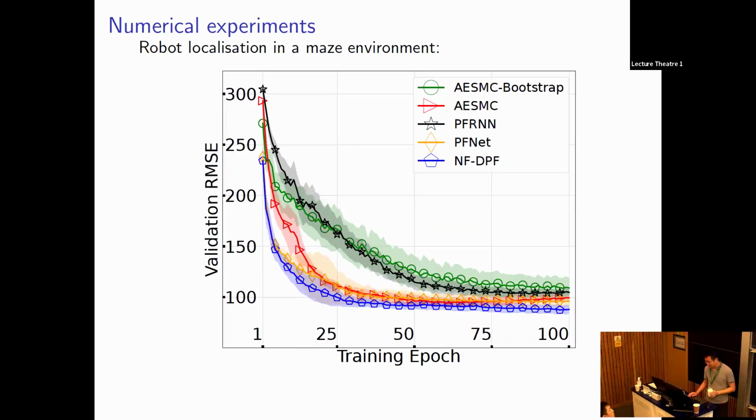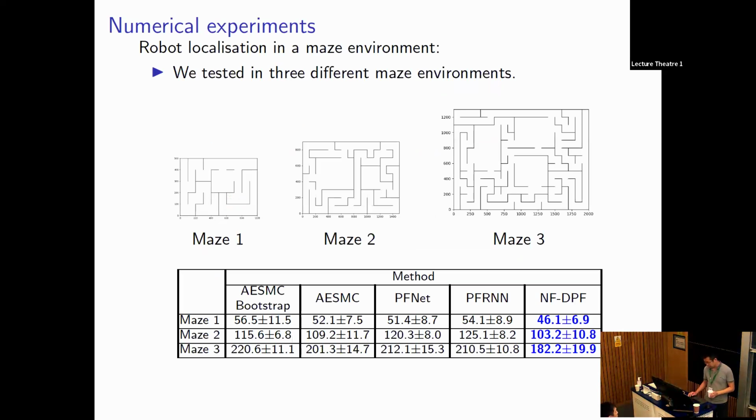In terms of training performance, you can see that this converges fastest and to the lowest value. Also in terms of testing with different maze environments, those are separate experiments we have done with different maze sizes, and it always leads to the smallest test errors.